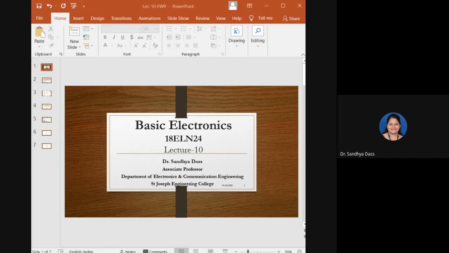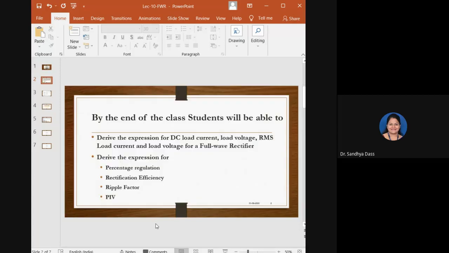Okay, good morning, and we will start our next session today. I hope the slides are visible. Lecture number 10. In this class, we will be discussing the full wave rectifier. We will go through the circuit and see the derivation of DC load current, load voltage, RMS load current, and load voltage of a full wave rectifier. Also, if time permits, we will cover the derivation of percentage regulation, rectification efficiency, ripple factor, and PIV of the full wave rectifier.